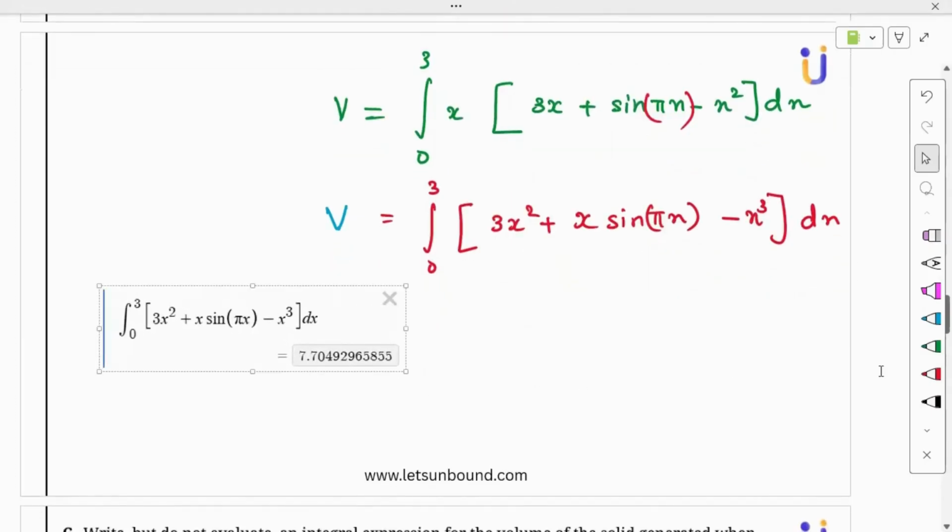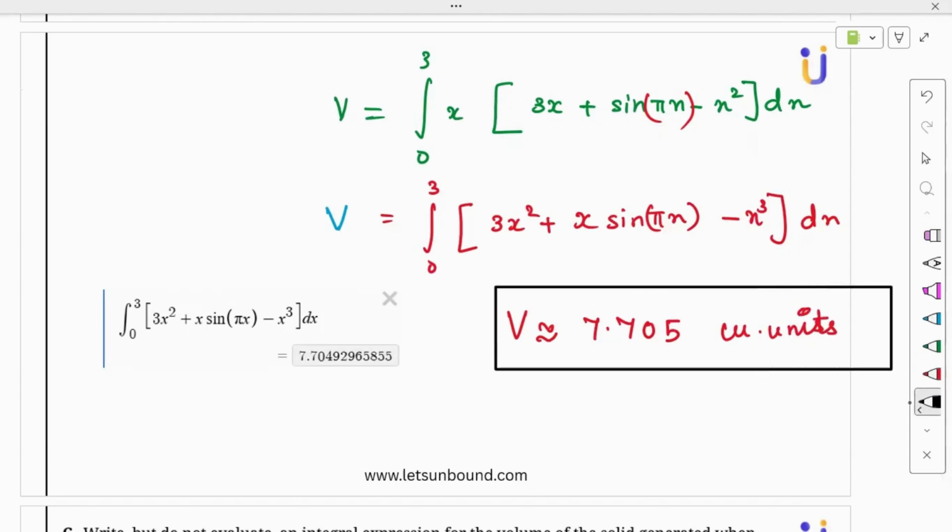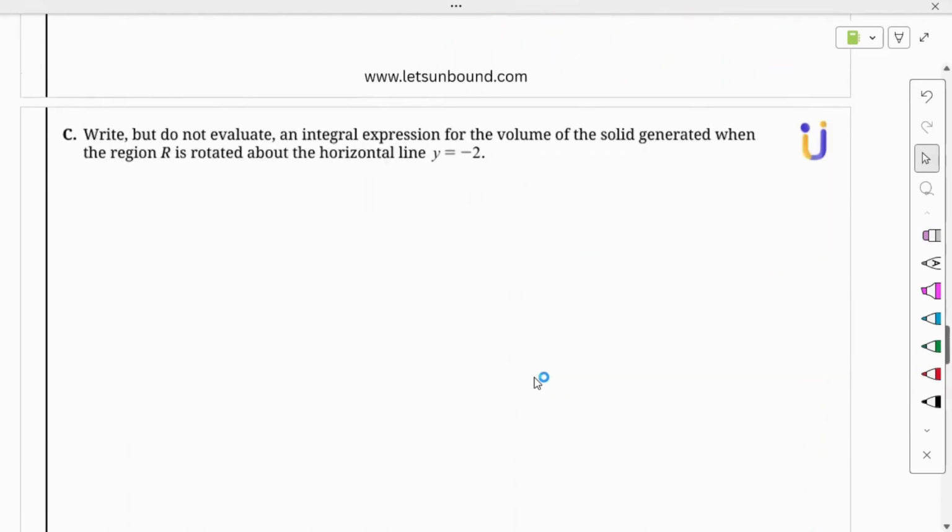Yes, you can go with 3 decimal places. So volume is approximately 7.705 cubic units. That's it. Very simple, right? And moving to part C.